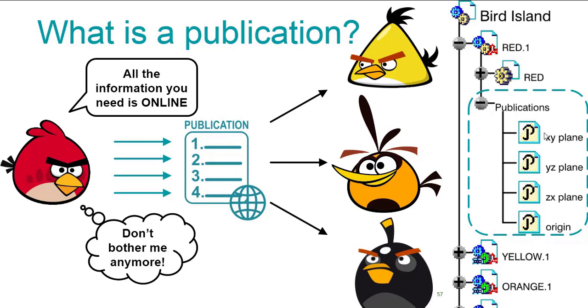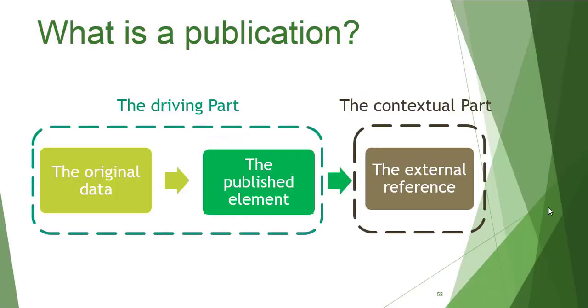And these four elements are the published elements. Okay, these are the information online used by the different parts and the different birds. The publication is at this level. Okay, so we have this original data. Instead of making a copy of this original data and making it an external reference, instead of that, we made this new element, which is the published element.